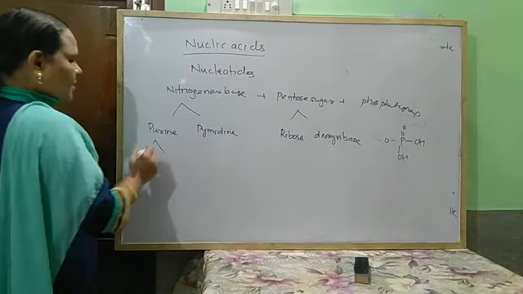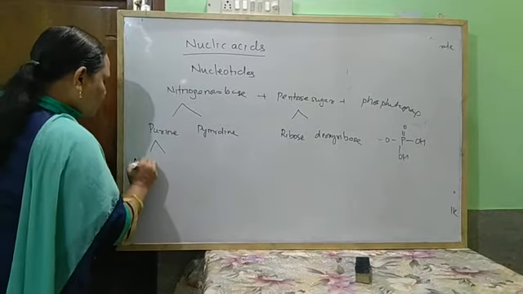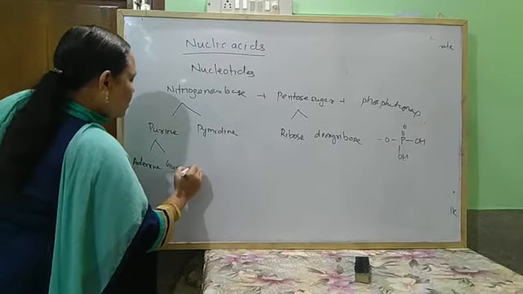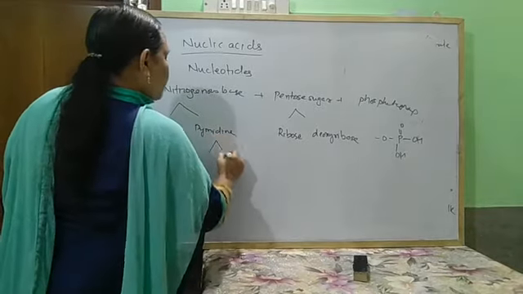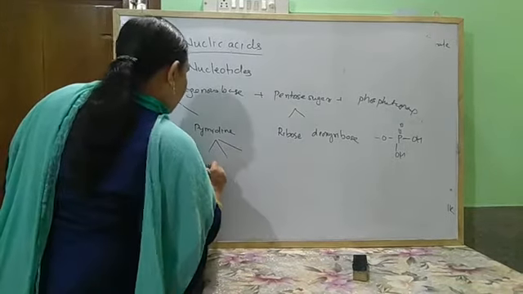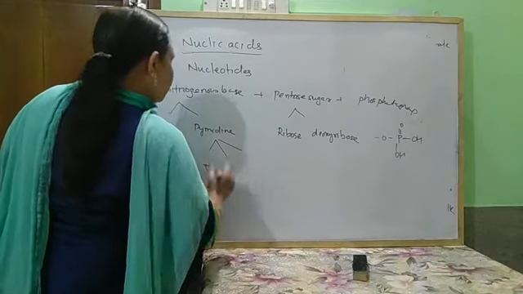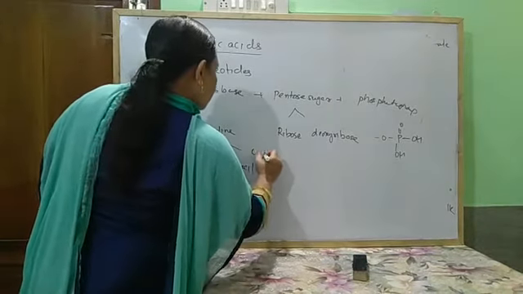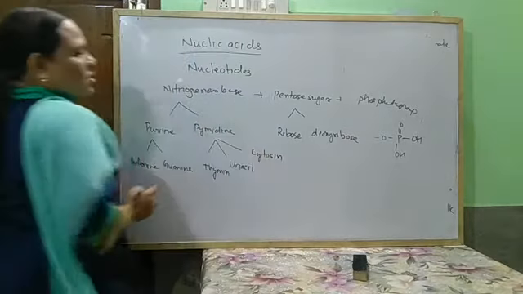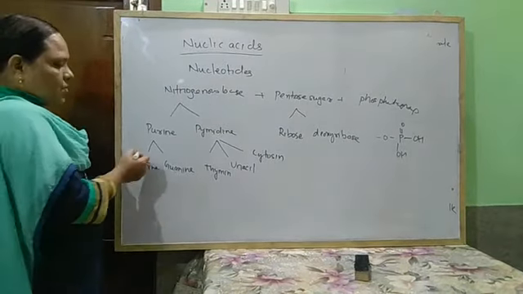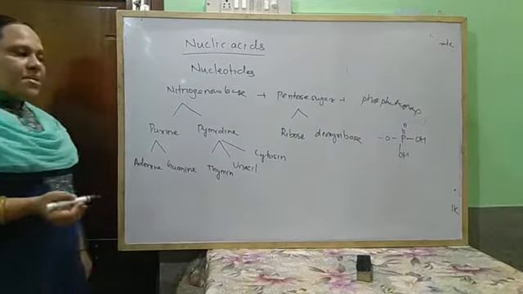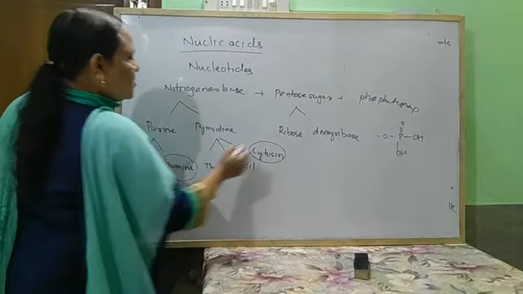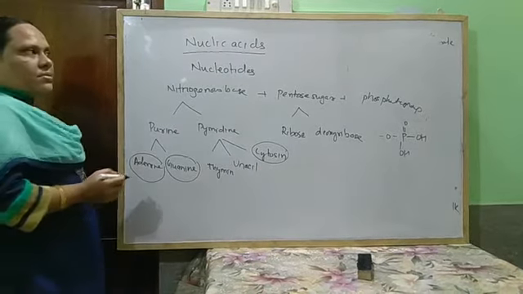These purine bases are of two types: adenine and guanine. And these pyrimidine bases are of three types: thymine, uracil and cytosine. So there are two purine bases and three pyrimidine bases. Adenine, guanine and cytosine, these three are present in all types of nucleic acids.